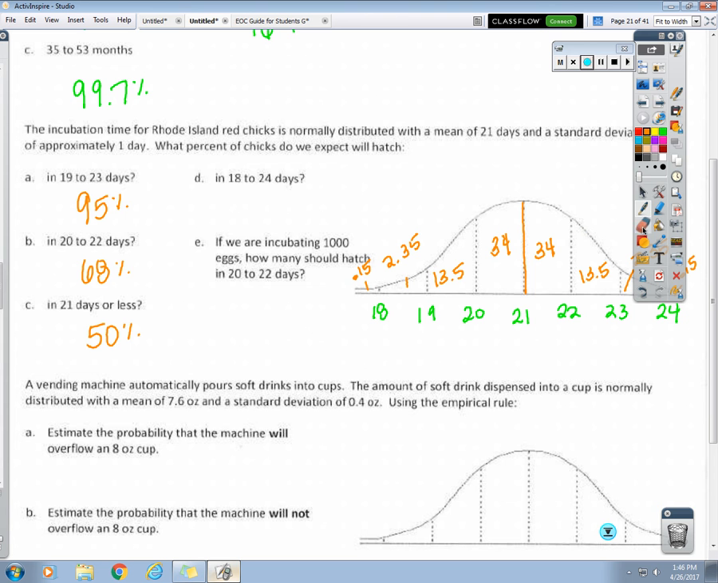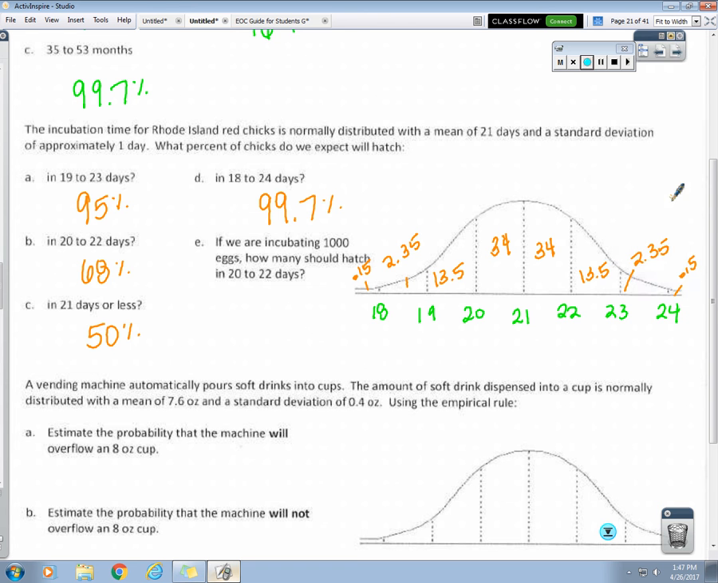Then the next one says in 18 to 24 days. 99.7%. Because that goes from 3 standard deviations below to 3 above. And that always adds up to 99.7. That's part of the rule. Okay, if you're incubating 1,000 eggs, how many will hatch in 20 to 22 days?